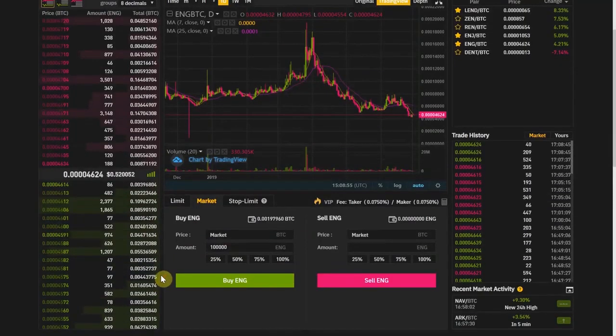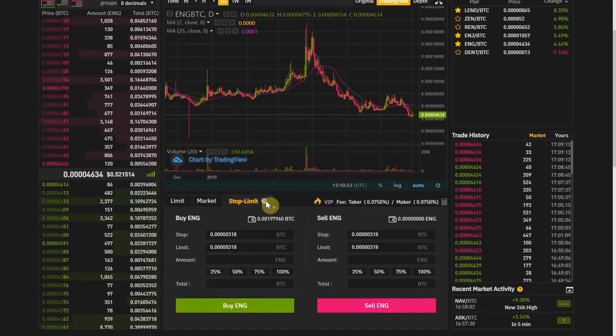But if you want to go ahead and buy regardless of the market price, let's move to the stop limit. And here it's more interesting. How does this work? Again, don't confuse stop limit with stop loss and take profit. It doesn't necessarily mean the same thing.